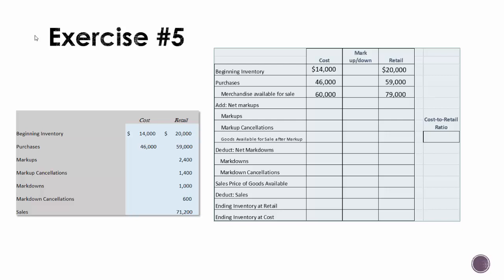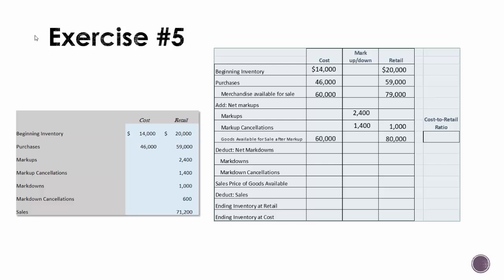Factor in our markups. Markups were $2,400, but they canceled $1,400 of those markups, which means their net markups were $1,000. Markups increase the retail value of inventory, so now we have a retail value of our inventory of $80,000. The cost is still $60,000. We throw those numbers in under our goods available for sale after markup row.